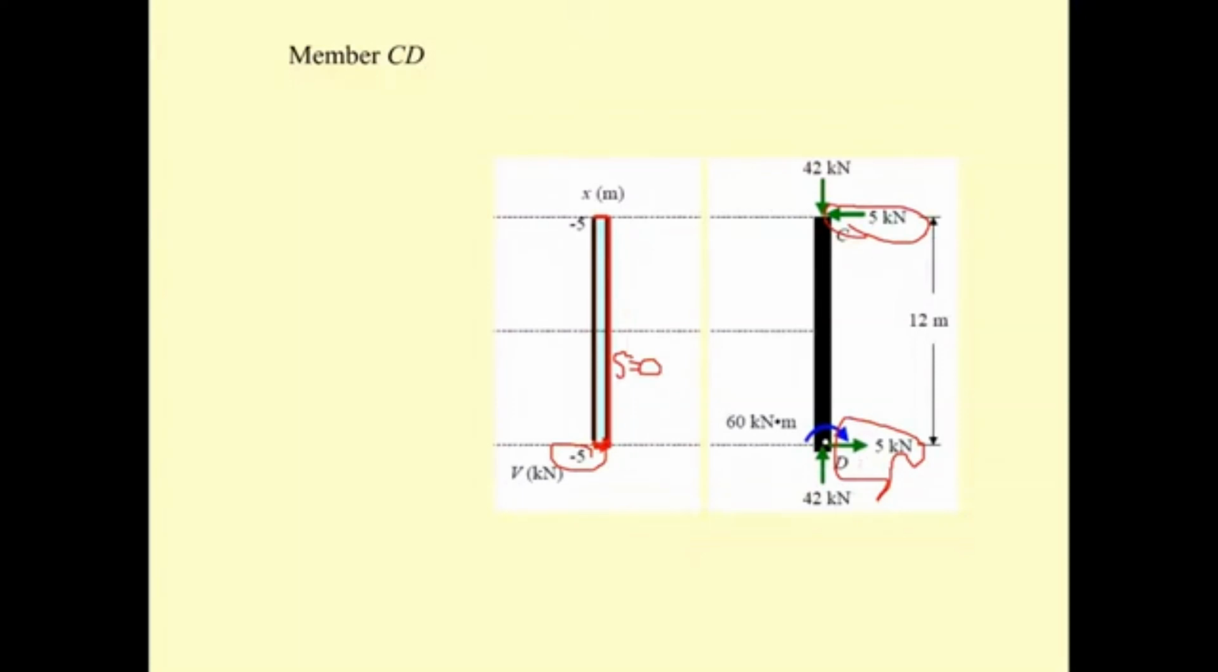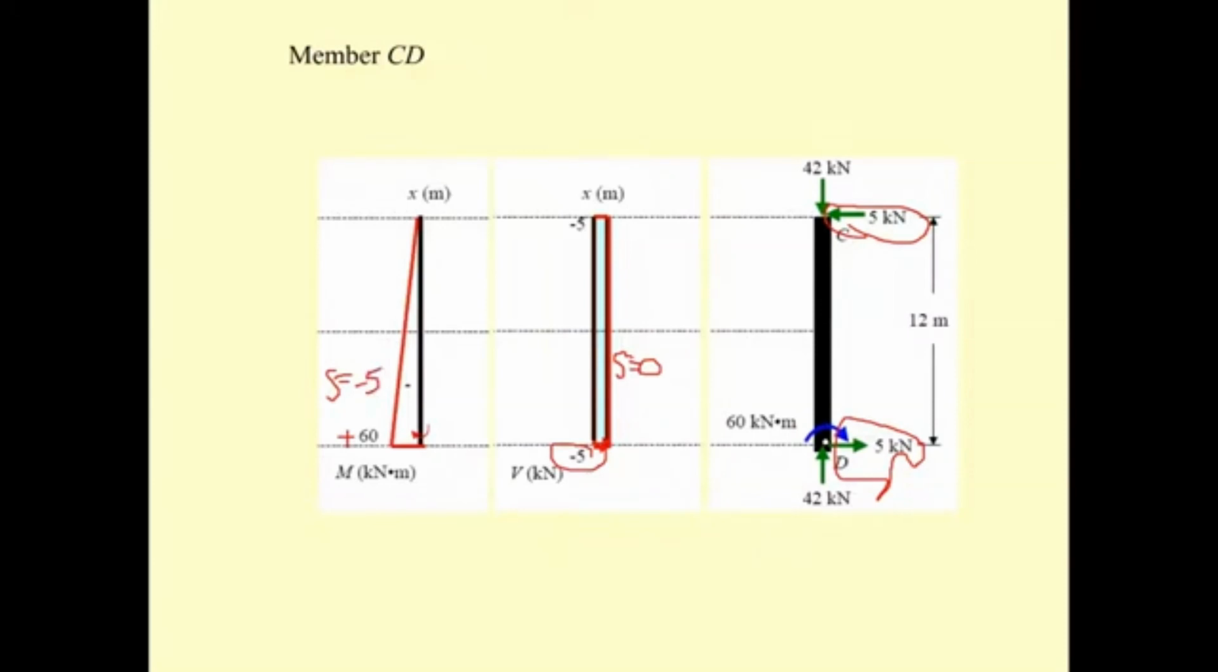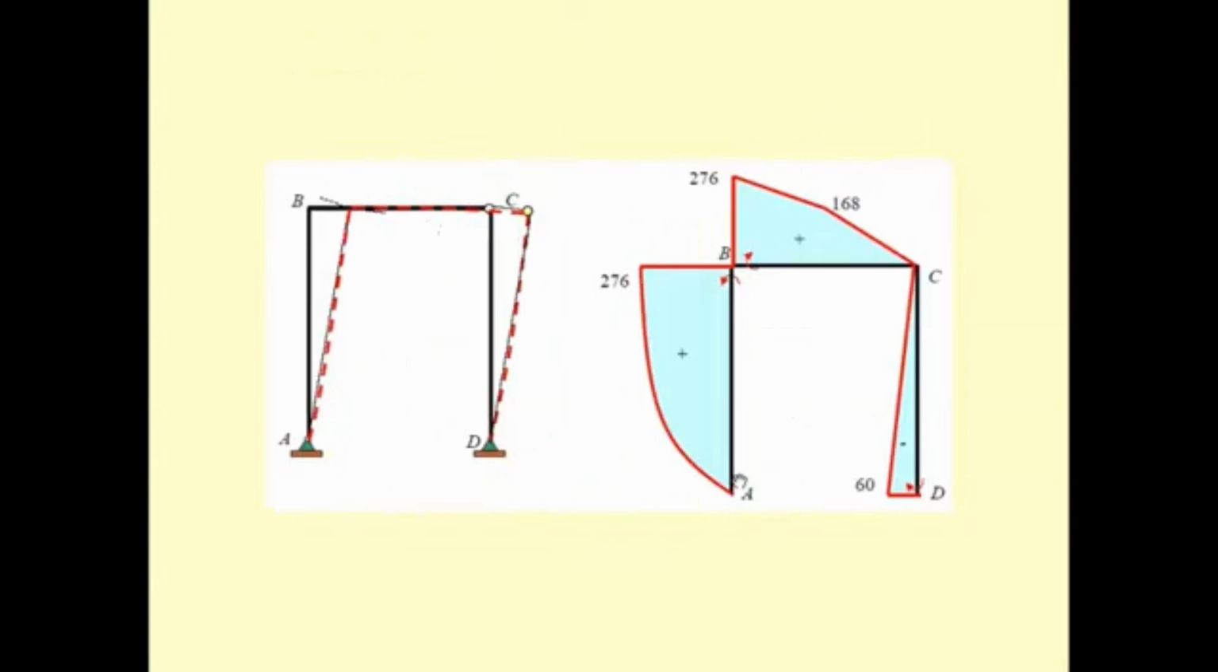Okay, and for the moment diagram, this is 60 kilonewton meter. It is clockwise, and clockwise is positive. So it's going to be positive 60. And then the shear is minus, so all the slope here is going to be minus 5. And then you see there is no moment, so the moment here is 0. So this one just moves with the slope of minus 5 to be 0 here. So that is the whole moment diagram that we have.